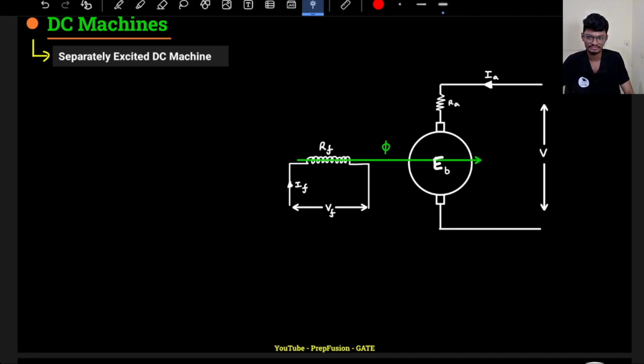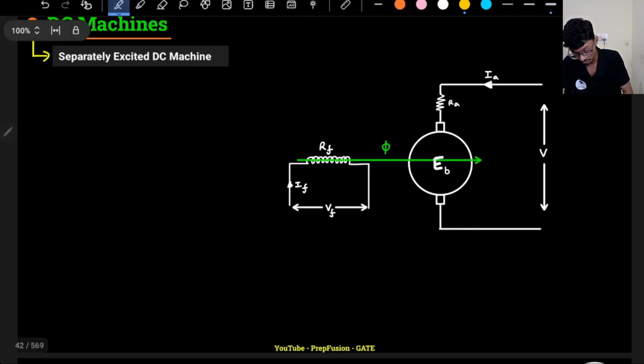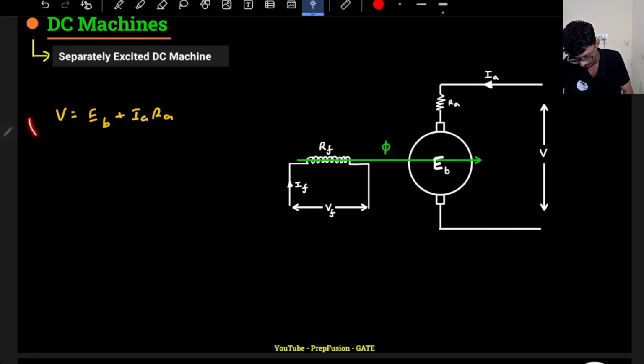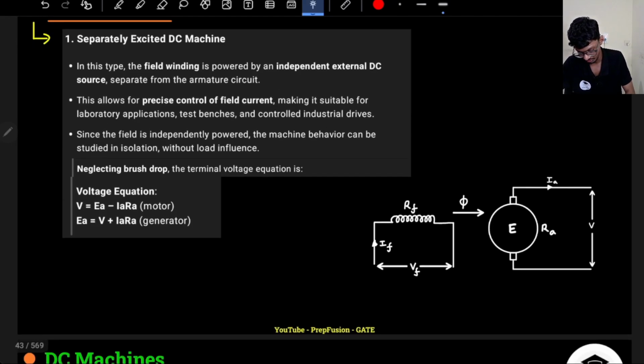Same expression for a DC motor, and it is very simple. The terminal voltage V equals the back EMF plus Ia Ra, because this time the supply is providing the power, not the generator. The same equations I have discussed are written over here.